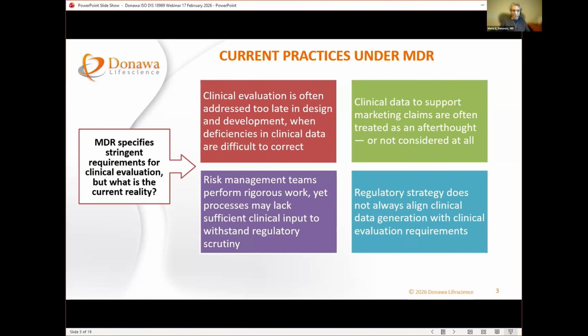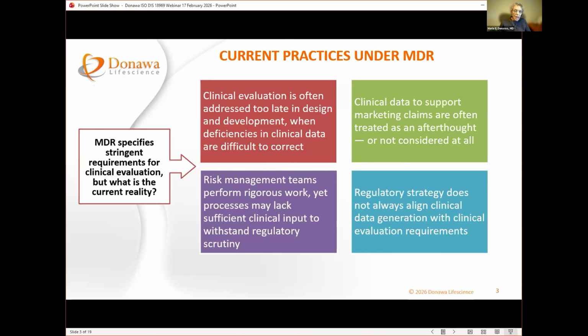What's really happening is clinical evaluation is addressed very, very late in the design and development process. And at that point, when it's being dealt with, it's very late in the process. So then the other issue is, and these are just miscellaneous issues that arise.